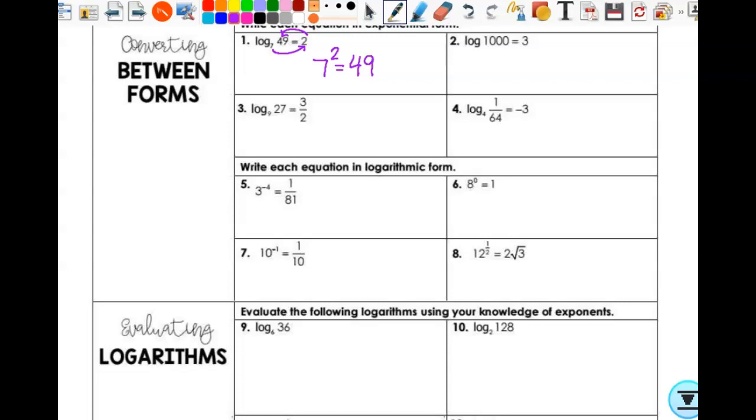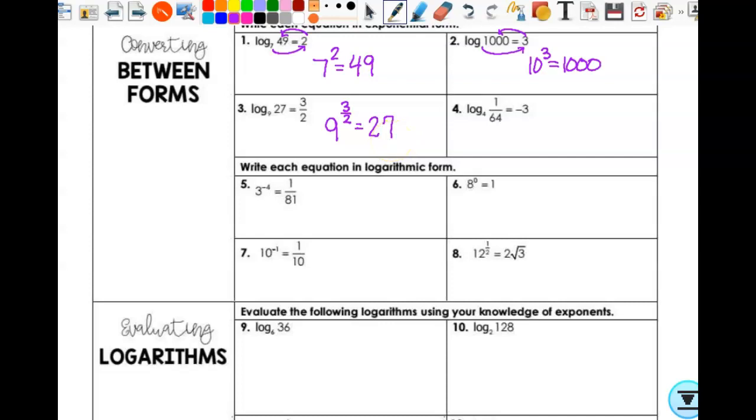All right, on number 2, what's the base? 10. We're going to take it to the third power. That gives us 1,000. 10 to the third power equals 1,000. True statement. So here the base is 9. We take 9 to the 3/2 power equals 27.